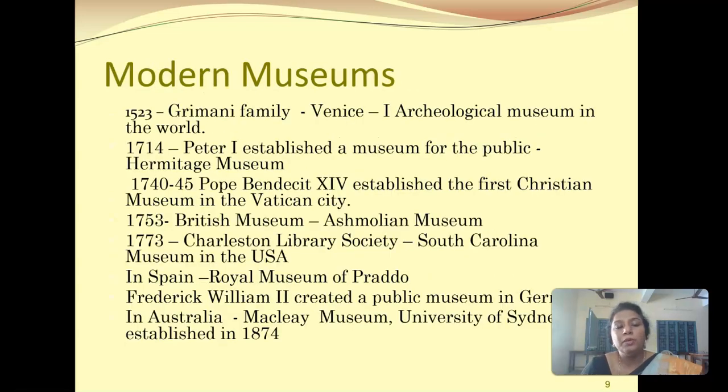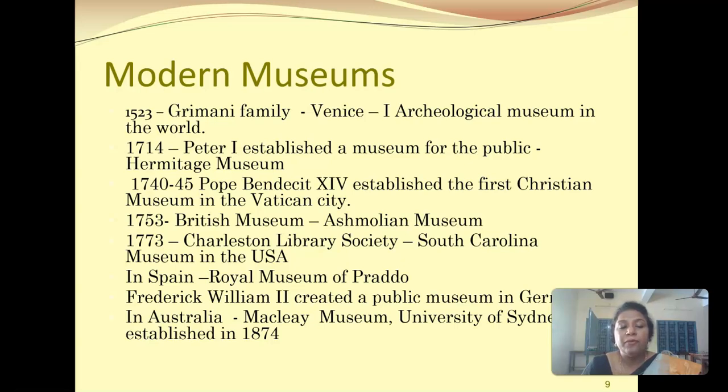Then what about the modern museum? It is believed that the modern museum was founded in the year 1523 by the Grimani family in Venice. It is an archaeological museum, the first archaeological museum of the world. Then in 1714, Peter I established a public heritage museum. Then in 1740 to 45, Pope Benedict XIV established the first Christian museum in the Venetian city.